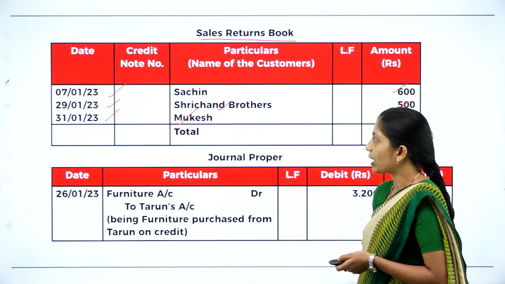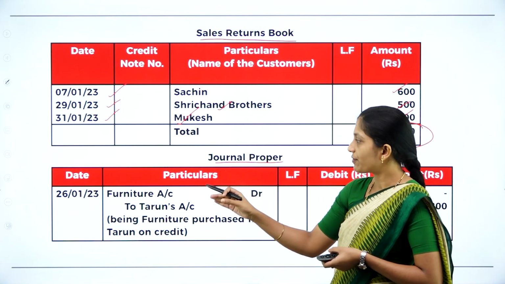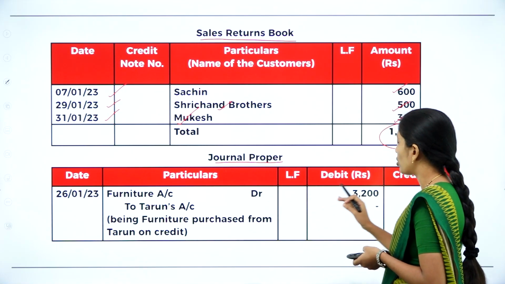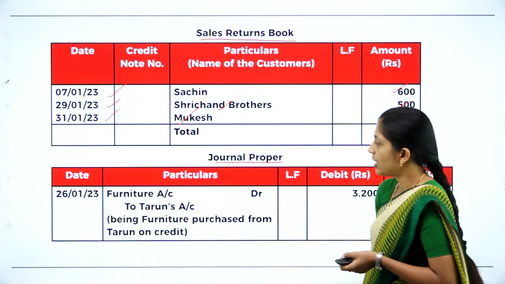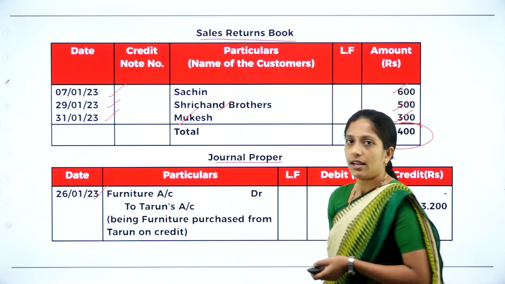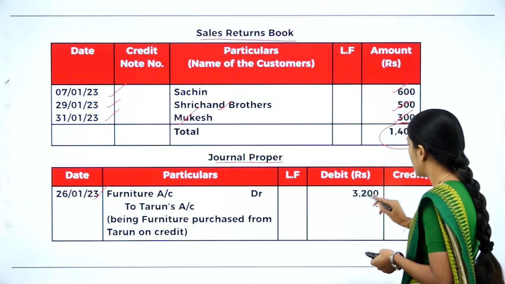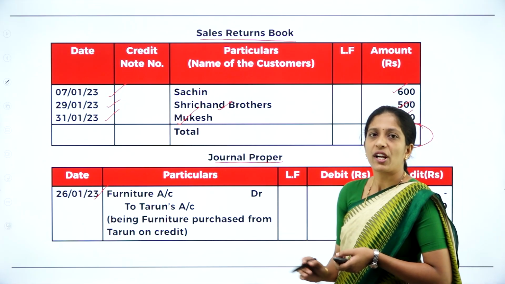So let's see how we have recorded here. You'll write the heading journal proper. You'll draw the format of journal: date, particulars, ledger folio, debit and credit. So you'll write the date 26/1/23. Furniture account debit to Tarun's account, being furniture purchased from Tarun on credit. You'll write the amount. So hope you are clear about it.